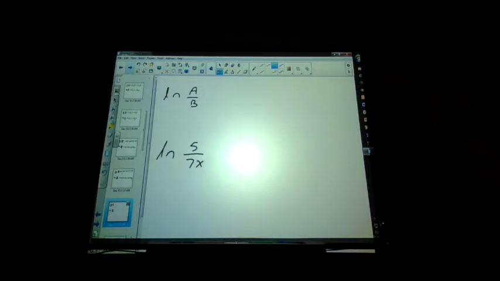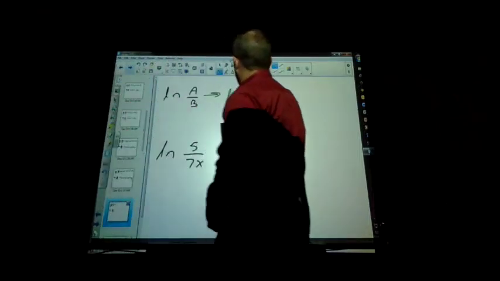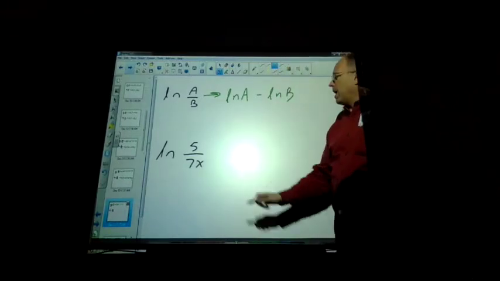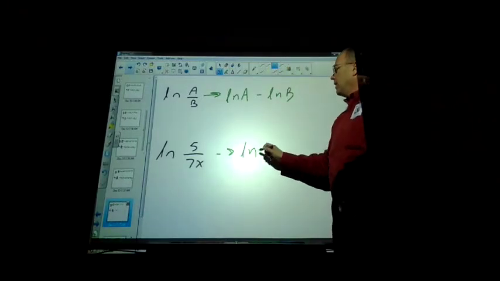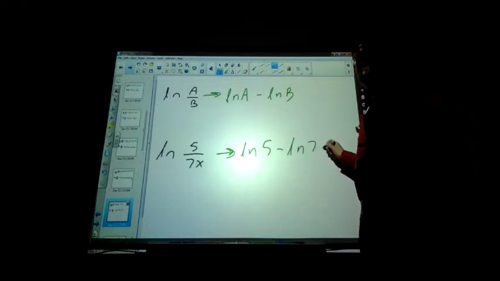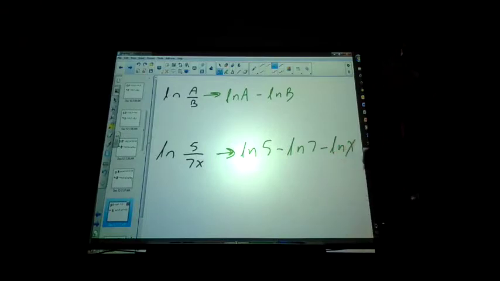All right. So natural logs are going to do the same thing. So what do you got? ln A minus ln B. Love it. What about on the bottom? ln 5 minus ln 7 minus ln x. The minus precedes the ln because it's part of the denominator. Can I move on?